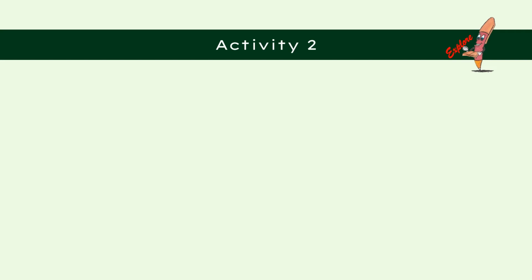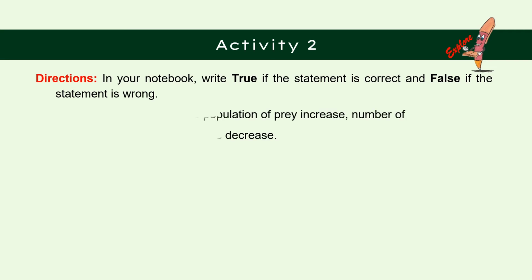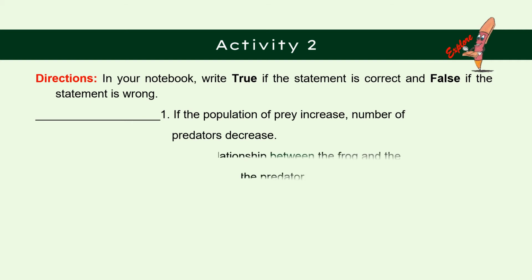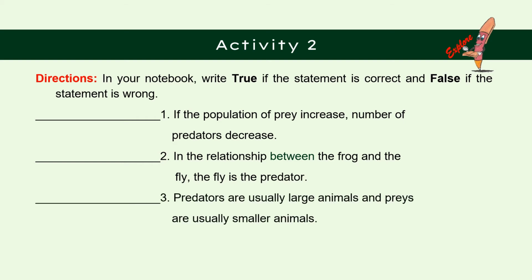Let's proceed to activity number 2. Directions. In your notebook, write true if the statement is correct and false if the statement is wrong. Number 1. If the population of prey increases, the number of predators decreases. Number 2. In the relationship between the frog and the fly, the fly is the predator. Number 3. Predators are usually large animals and preys are usually smaller animals.